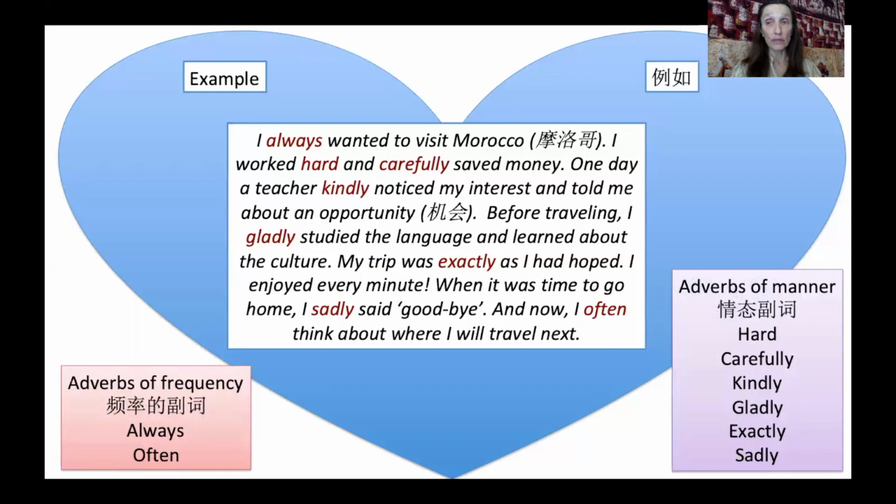These were the adverbs in the story that I wrote. I used two adverbs of frequency, always, which in Chinese is 总是, could be one way of saying it, or 一直, and often is 平常. And then the other words, the adverbs of manner, 情态副词: hard, carefully, kindly, gladly, exactly, and sadly. So I hope that you were able to write something similar and use some of these adverbs, and now you understand a little bit more about adverbs.